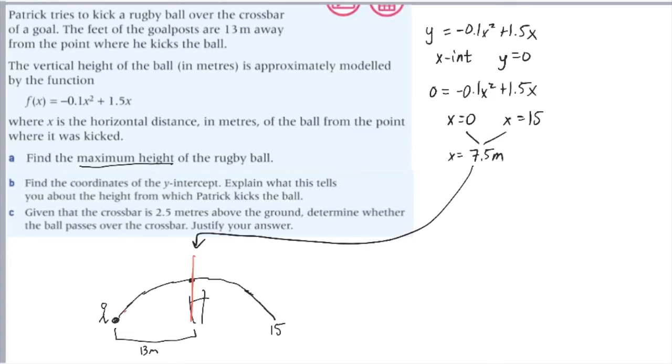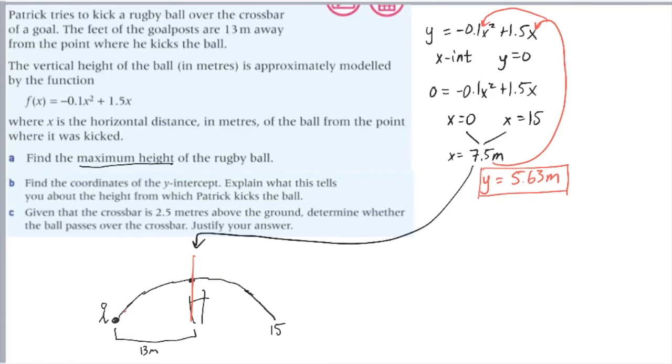That's this right here. And now I can find the y value at that point by taking that 7.5 and putting it back into the original function, which will give me the maximum y value, which is 5.63 meters. Awesome.